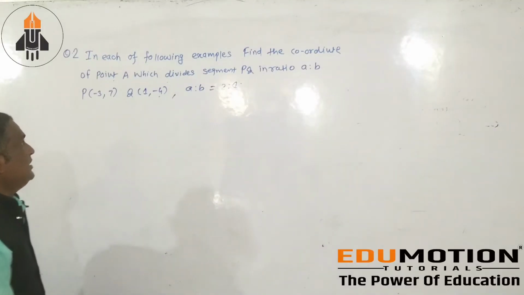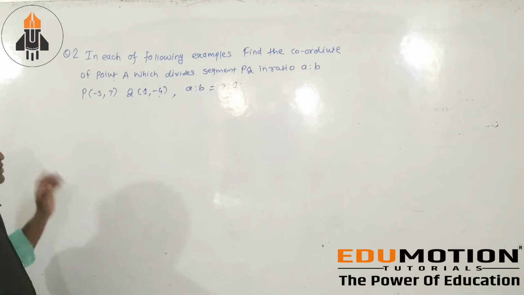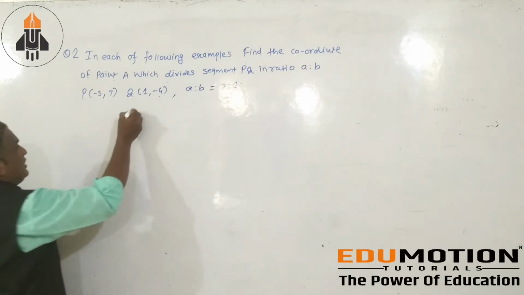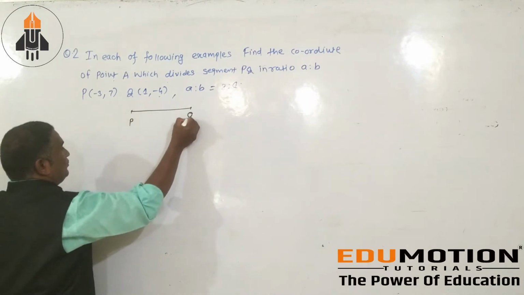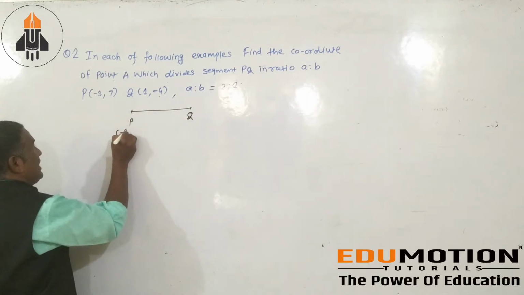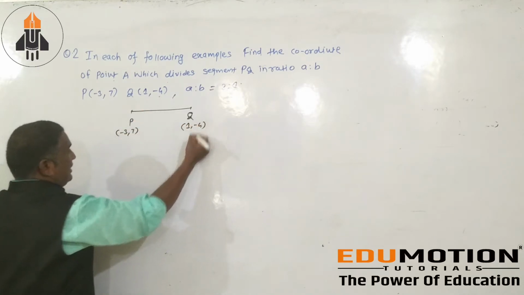Problem is that in each of the following examples, find the coordinates of the point A which divides the segment PQ in the ratio a is to b. This is your line segment PQ. P has coordinates minus 3, 7 and Q has coordinates 1, minus 4.